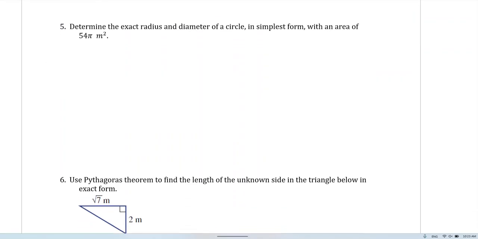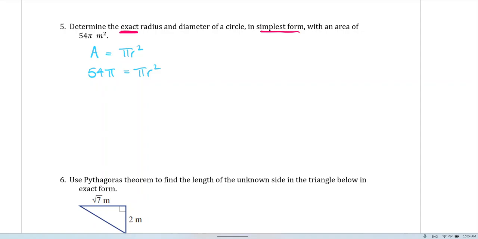Over the page to question 5. Determine the exact radius, exact meaning we're probably going to have to leave things in surd form again, radius and diameter of a circle in simplest form that has an area of 54 pi meters squared. So the area of a circle has the formula A equals pi r squared. The area that I've been given is 54 pi, which will be equal to pi r squared. And I'm going to solve this equation to find out what r is.